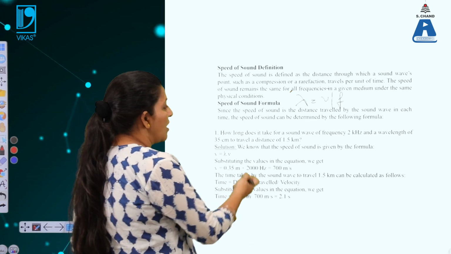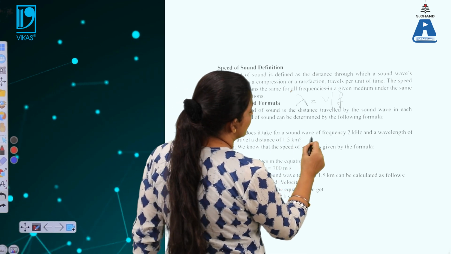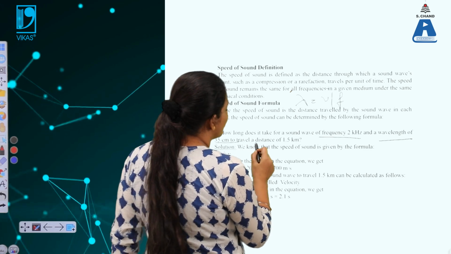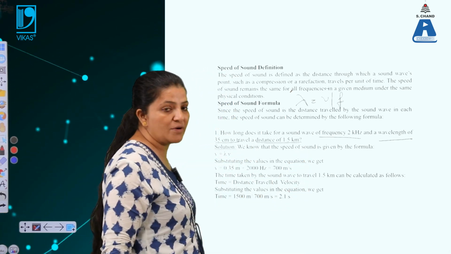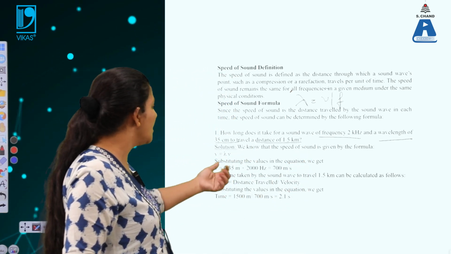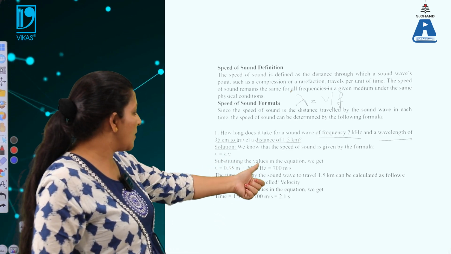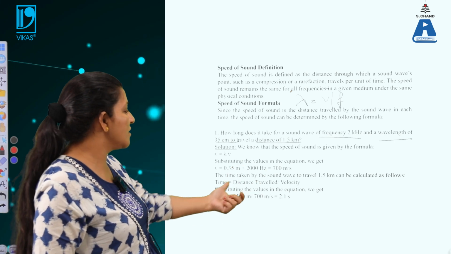For example, how long will it take a sound wave, with a given frequency and a given wavelength, to travel a distance of 1.5 kilometers? How will that be calculated? We know that the speed can be calculated as lambda times frequency. So by substituting these values, we will calculate the speed.